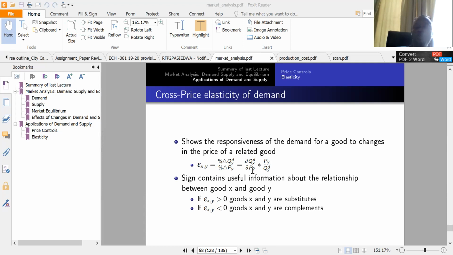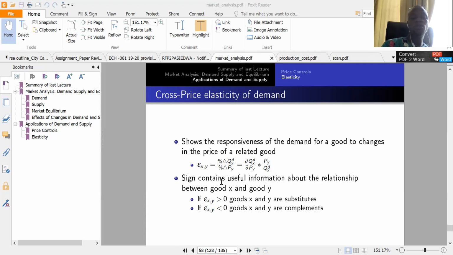But here we are saying change in PY, which is a different good. The price of a good changes. What happens to the quantity demanded of the other good? Times price of good Y over quantity demanded of good X. So it's cross price, X and Y, okay? So that is what we mean by cross price elasticity. It contains useful information about the relationship between good X and good Y.